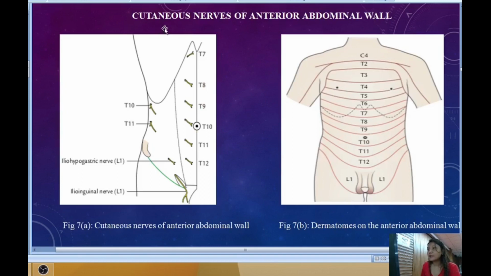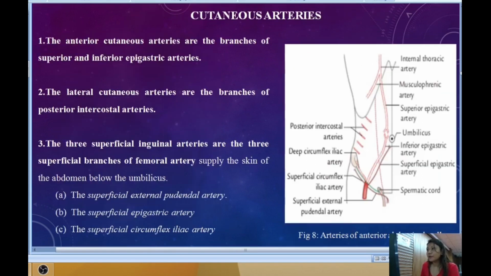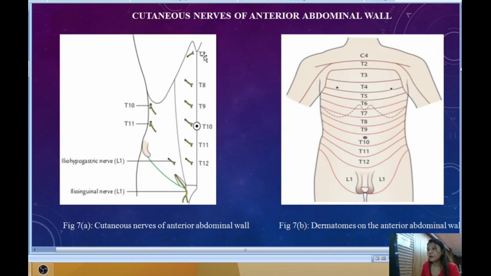Okay, next slide is the cutaneous nerves of the anterior abdominal wall. Very important topic. So what are the cutaneous nerves? This is the umbilicus. At the level of the umbilicus you have T10. Above the umbilicus till the xiphoid process you have T7 to T9. These are thoracic spinal nerves. So above T10 you will have T9, T8, T7, and below the umbilicus till the pubic symphysis you have T11, T12, and also L1, iliohypogastric and ilioinguinal.